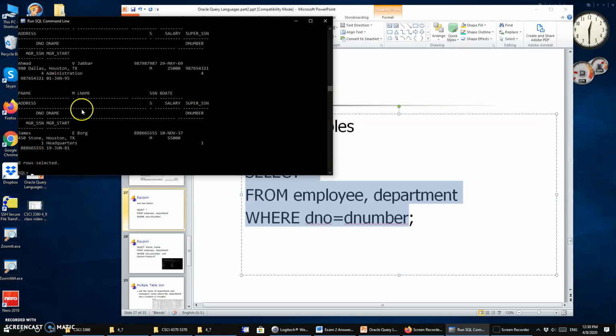Now everyone, take a look at this one. James Borg has all the information that you need, and it says that he works for department number 1. Originally in the employee table, it ends over here. But now, since I joined the two tables together, I have more information indicating he works for headquarters, department number 1. The manager is this social security number, and then the start date is this one. So all the information is linked together.